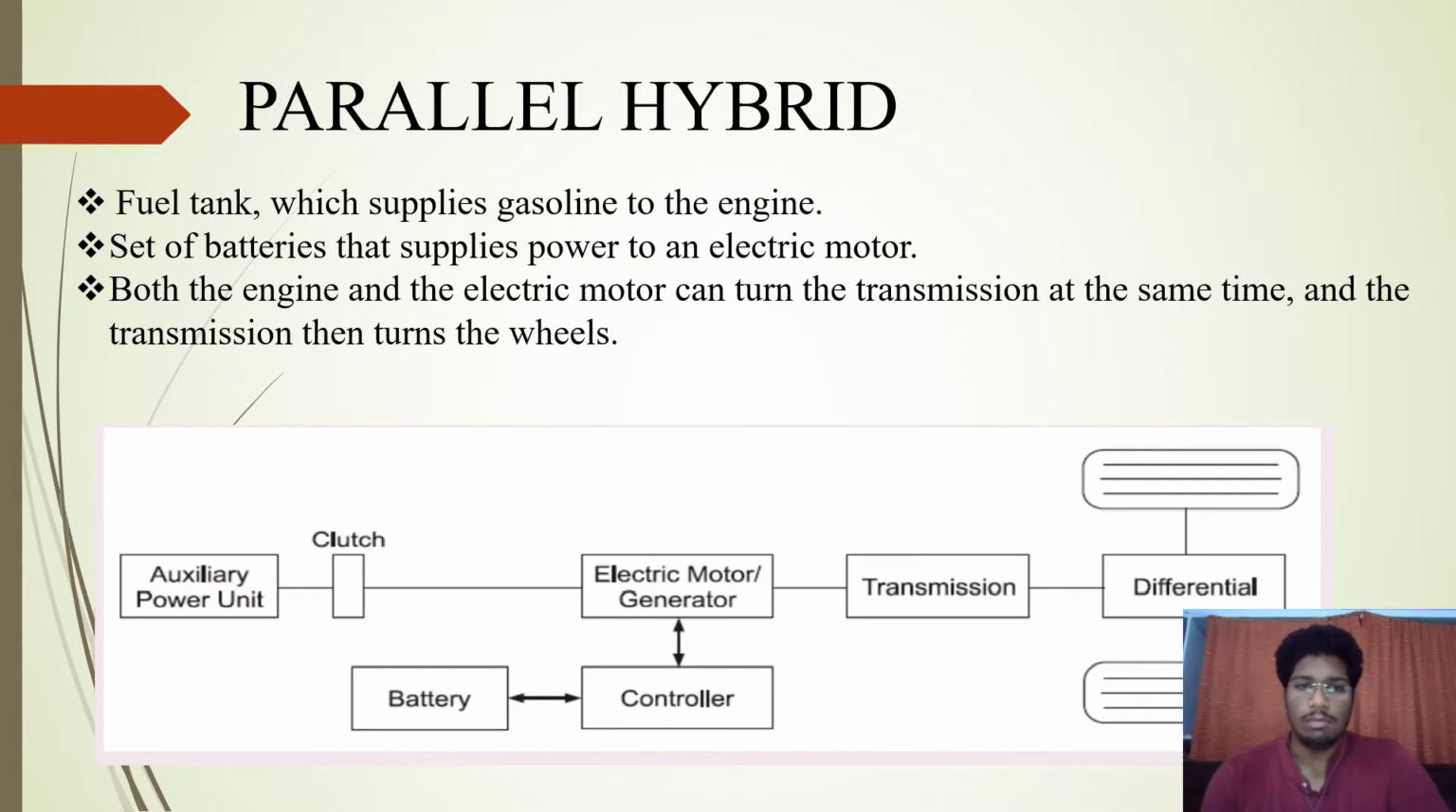Parallel hybrids. In parallel hybrids, a fuel tank supplies gasoline to the engine and a set of batteries supplies power to the electric motor. Both the engine and the electric motor can turn the transmission at the same time, and the transmission then turns the vehicle wheels. Here, these all are controlled by an auxiliary power unit through a clutch.